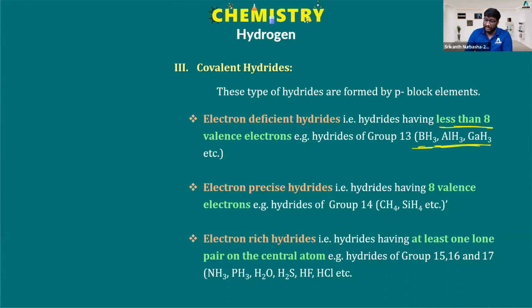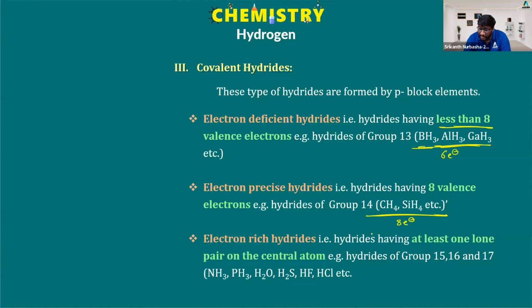Electron precise hydrates are hydrates having 8 valence electrons. Example, hydrates of group 14. You can take the case of CH4, SiH4, where you have exactly 8 electrons around the central atom. Here, in the electron deficient case, you have less than 8 electrons, only 6 electrons.